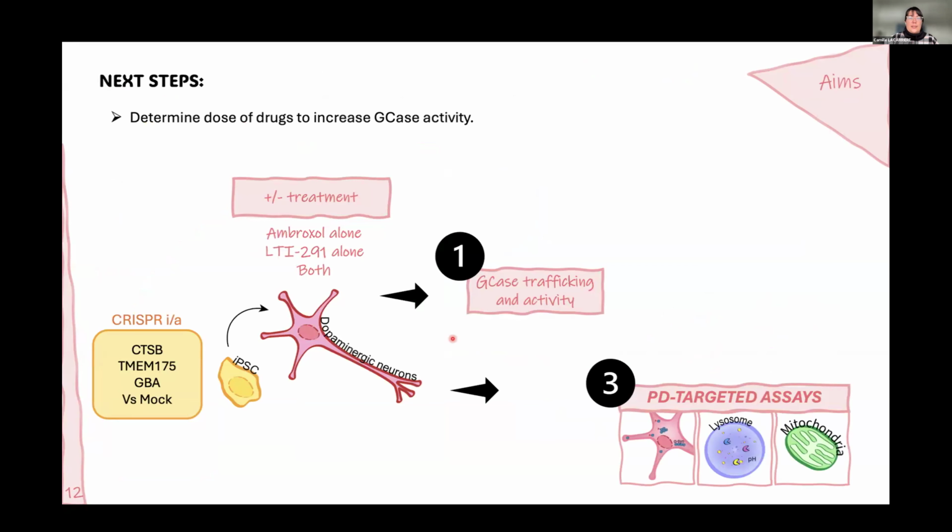So the next step is to validate the CRISPR-A, and to quantify the GCase trafficking and look at the mitochondrial phenotype, lysosomal phenotype, and phospho-synuclein labeling or alpha-synuclein accumulation. And as those cell lines have a decrease of GCase activity, it could be interesting to use them to try to determine the dose response of the Ambroxol, LTI, and the combination of the two. And then we will be able to move to the patient line.